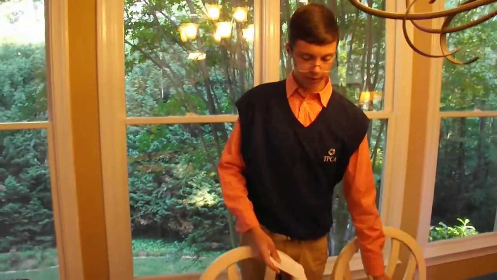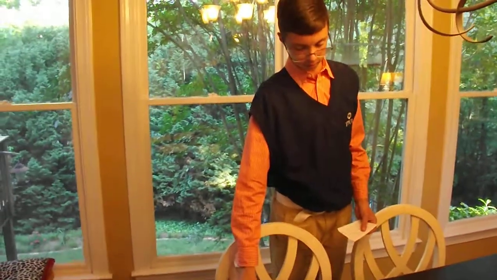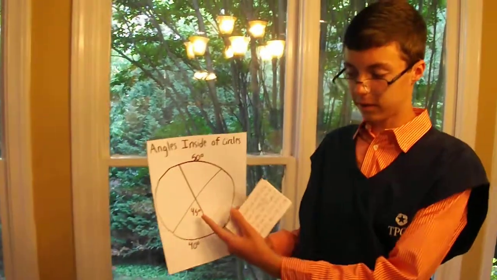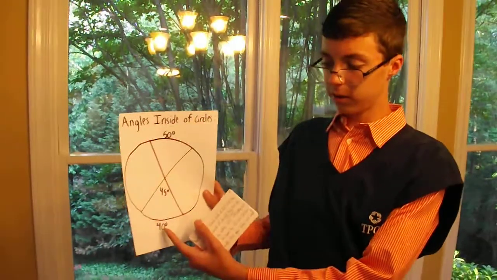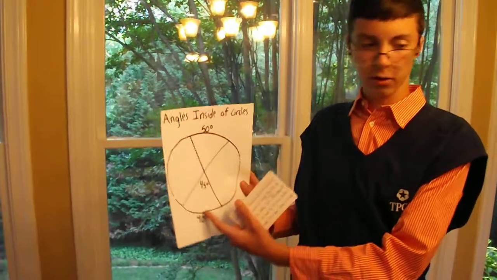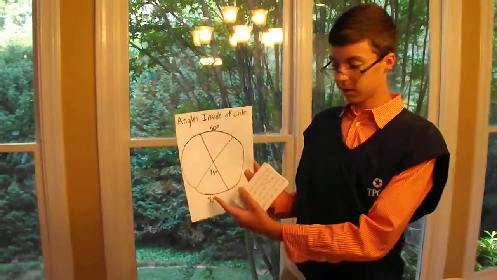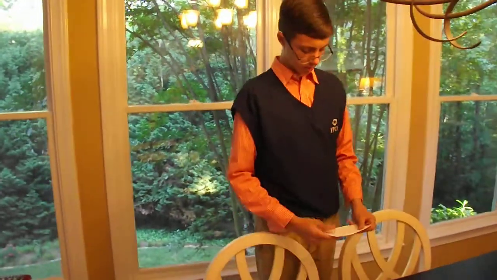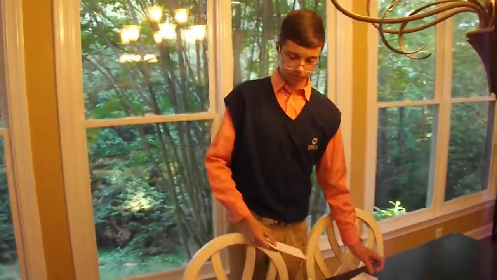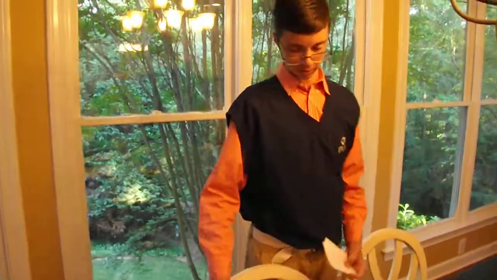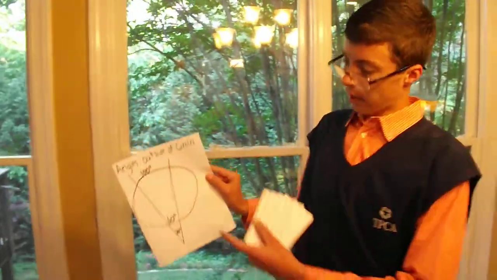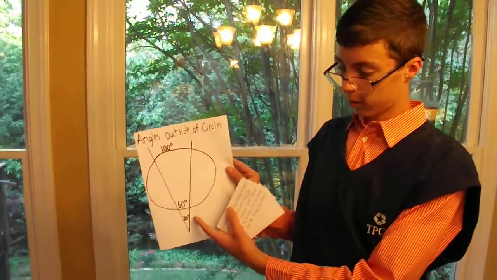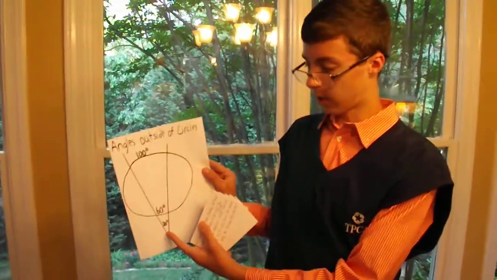We also have angles formed inside the circle. The vertex is inside the circle. The formula to find this angle right here would be add the two intercepted arcs and divide by 2. So in this case it would be 40 plus 50 equals 90, divided by 2 is 45. Lastly, we have angles where the vertex is outside of the circle. Now, in this case, we subtract the small arc from the large arc, which would give us 40, and divide by 2.